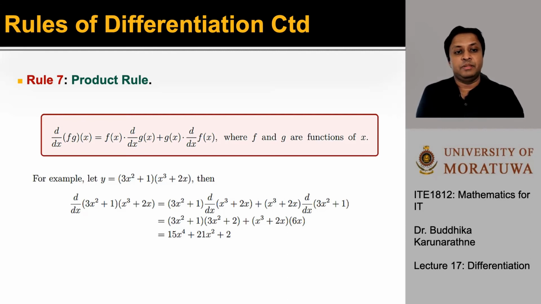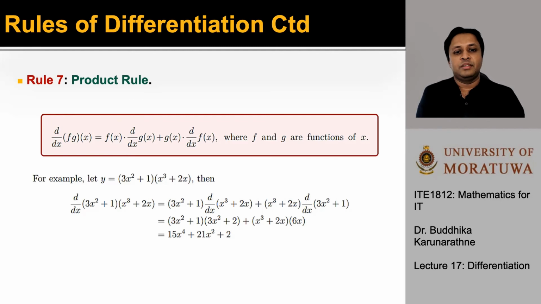So let's take an example. In this case, y is defined as (3x squared plus 1) times (x cubed plus 2x). So you can identify f(x) as 3x squared plus 1 and g(x) as x cubed plus 2x. Then we want to take dy over dx. That means d over dx of (3x squared plus 1) times (x cubed plus 2x).